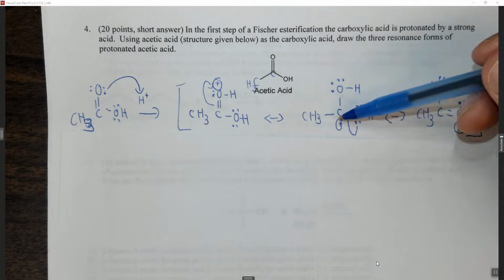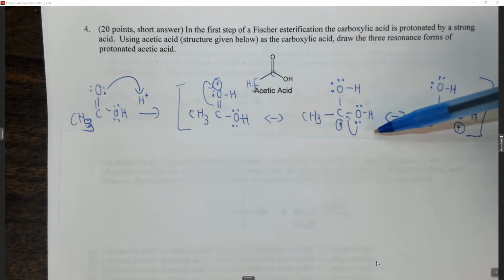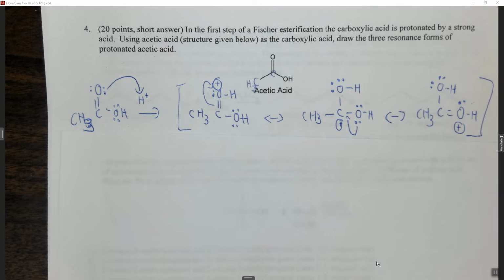This carbon specifically can then be attacked by the OH of the alcohol to go on and form the ester, because as we talked about previously, a carboxylic acid plus an alcohol yields an ester in the presence of a strong acid for a Fischer esterification.